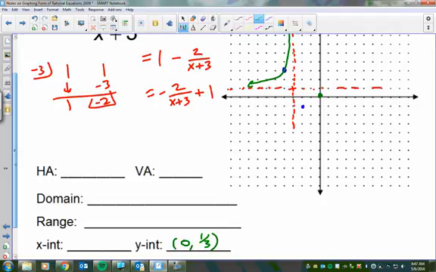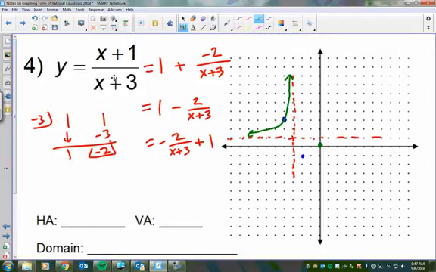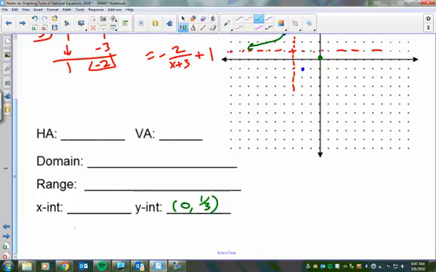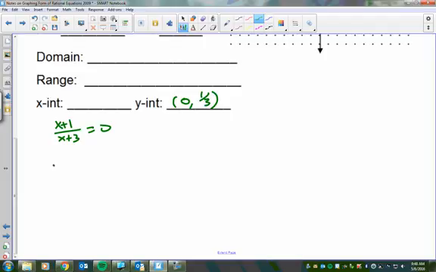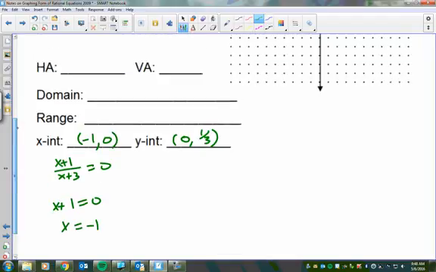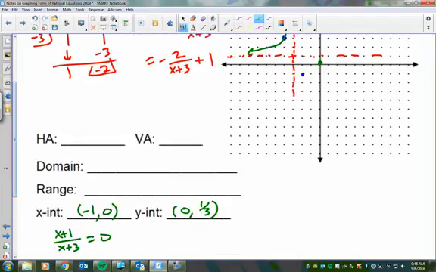Now for the x-intercept, once again, set the whole original version equal to 0. So x plus 1 over x plus 3. You want to know when that equals 0, and that equals 0 exactly when the numerator equals 0, which is when x is negative 1. So the x-intercept is negative 1, it turns out. Now that you know that, go and graph that branch.